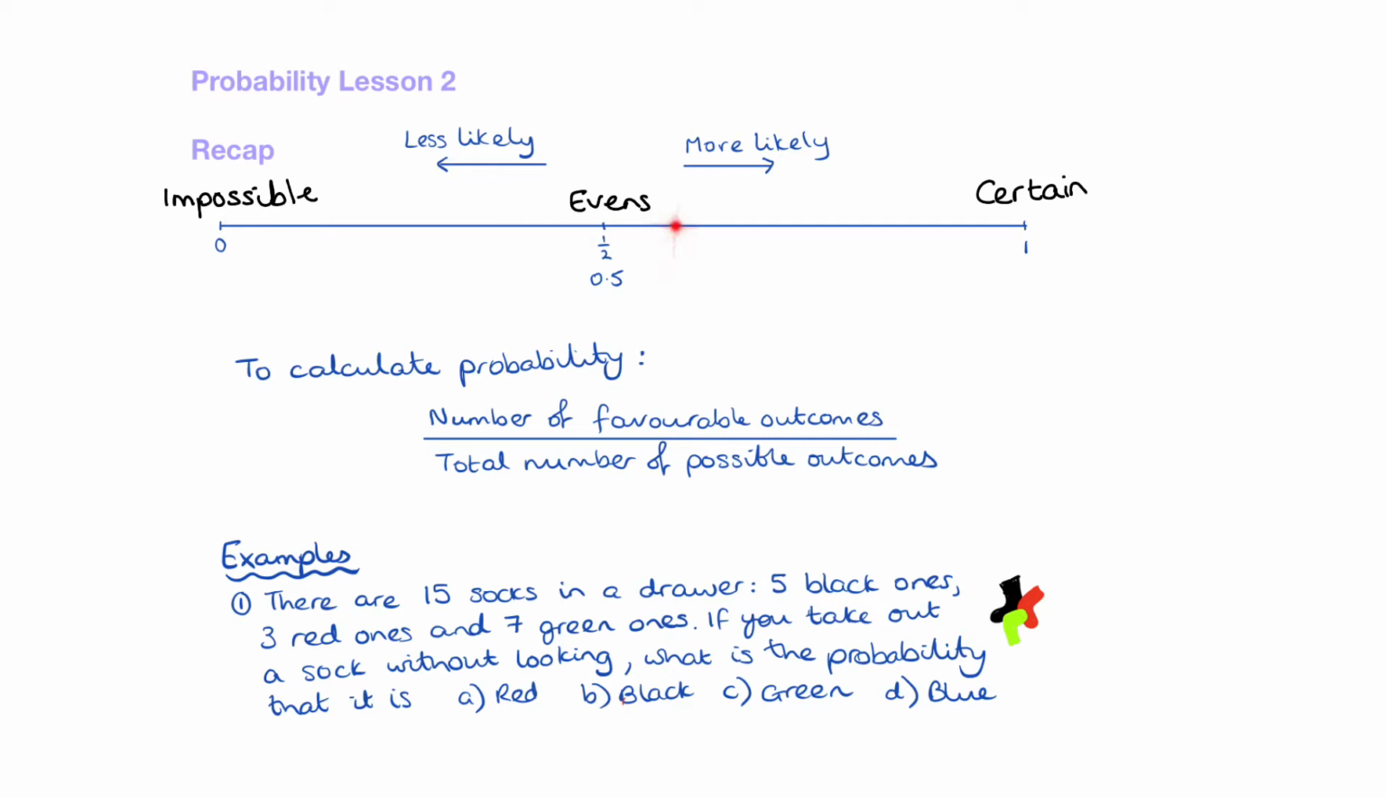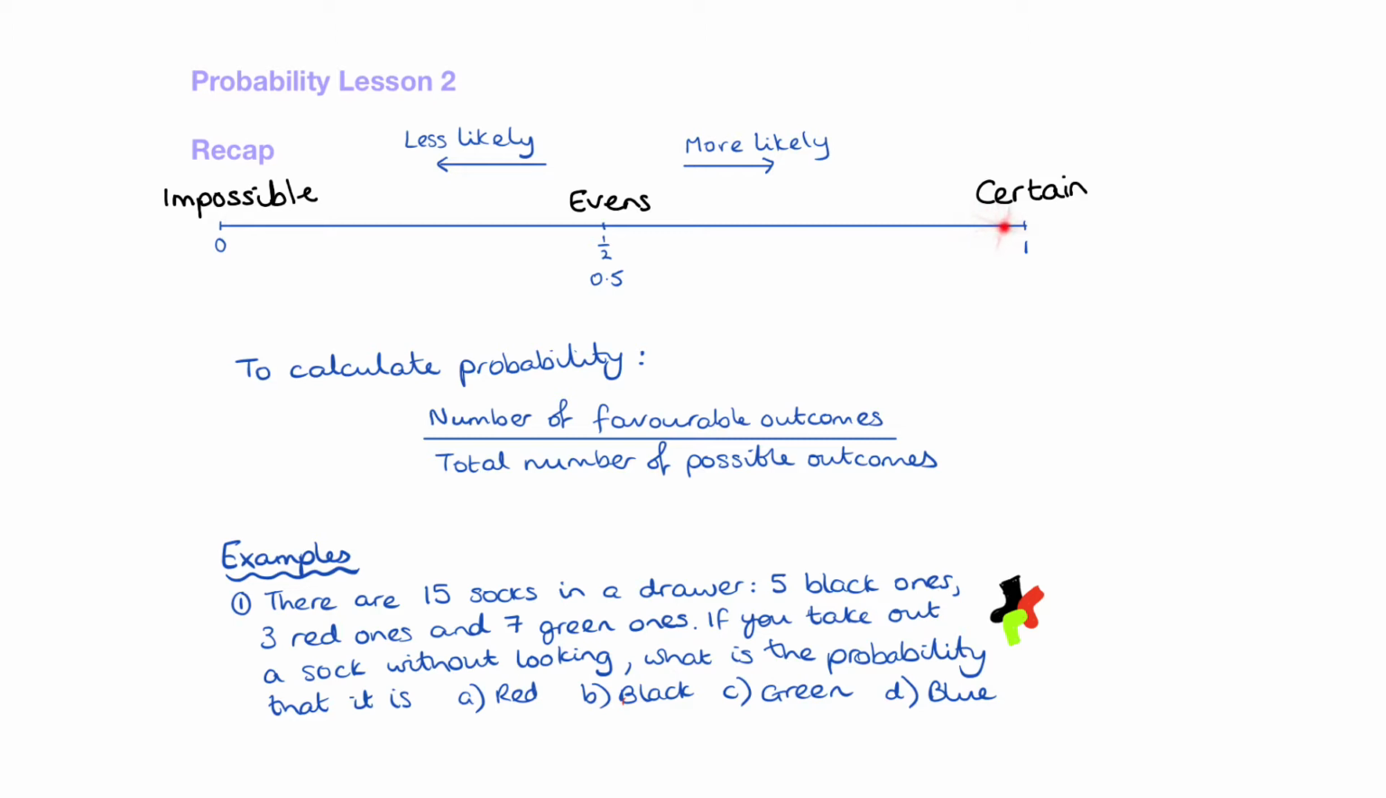Okay? Whereas if we go on this side, the further up we get towards 1, the more likely it is to happen. So if you're looking at around here, this is something that's almost certain. It's almost guaranteed, but not quite. There might be some little thing that can happen to stop that occurring.